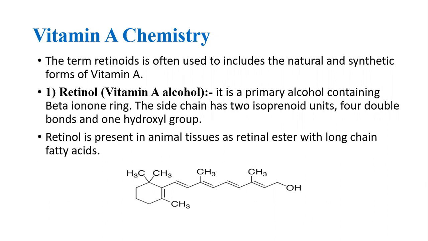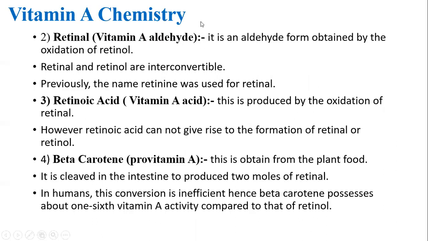Now we will discuss the chemistry of vitamin A. Vitamin A, both natural and synthetic forms, is called retinoids. Vitamin A is present in the form of vitamers. They are different chemical forms, but they perform similar functions of the vitamin. The first form of vitamin A is retinol, which is the alcoholic form. Another form is retinal, the aldehyde form, and another is retinoic acid, the acidic form, and the provitamin form is called beta carotene.